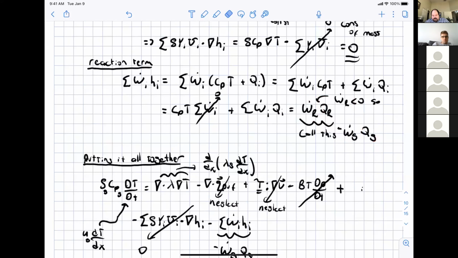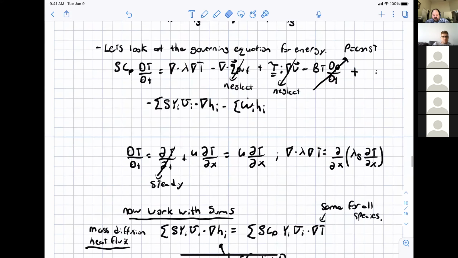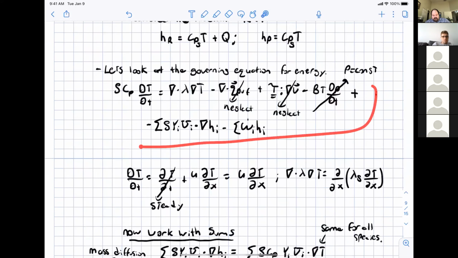We will then take these two results and substitute them into our energy equation here. And that's where we will stop for today.